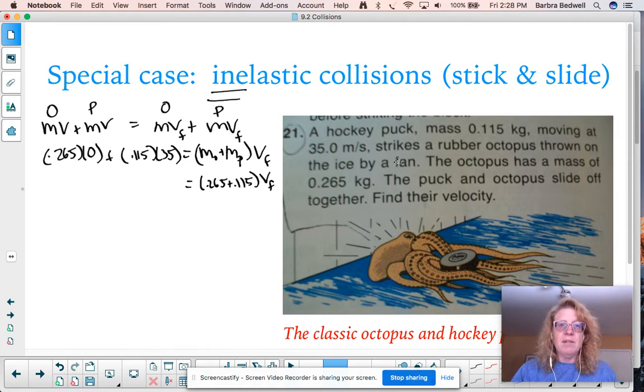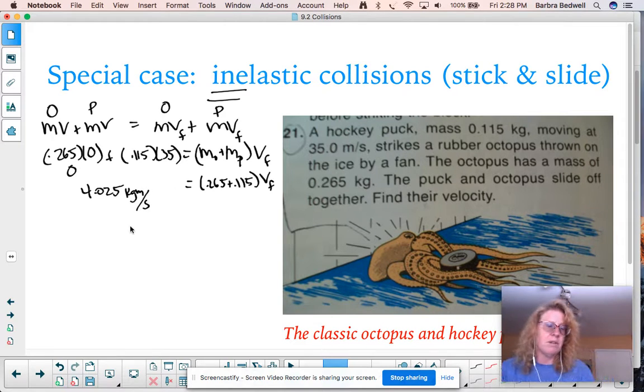So you can either leave it as algebra like it's originally shown here, or you can do their combined mass has a single velocity, whatever works for you. And at this point in time, it's actually pretty much just math. So 0.115 times 35. Our initial momentum of our octopus was 0, so we don't have to deal with this too much. Our initial momentum of our hockey puck was 4.025. That is from these two things multiplied together. And again, kilogram meters per second is the unit of momentum.